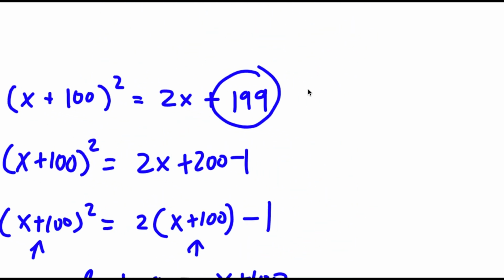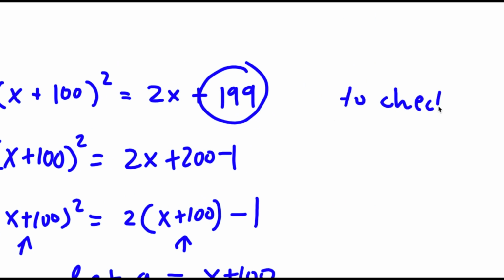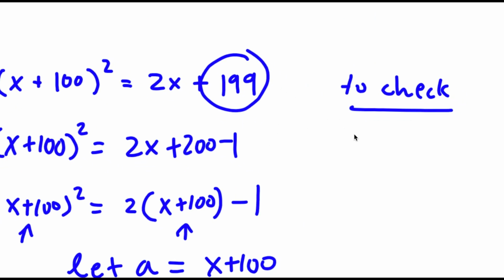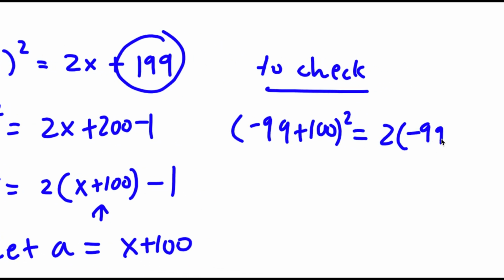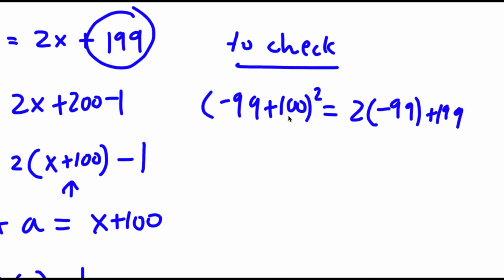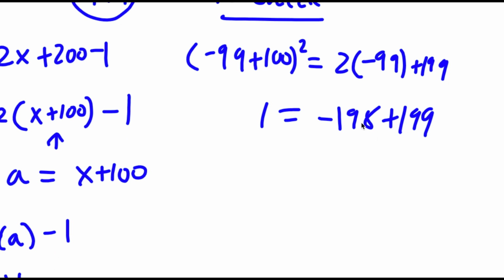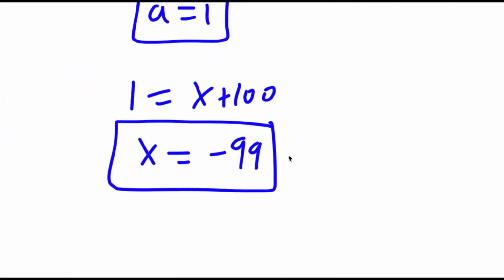So now to check, if I plug in negative 99 into my original equation, I get negative 99 plus 100 squared is equal to 2 times negative 99 plus 199. So negative 99 plus 100 is 1. 1 squared is 1. So I have 1 is equal to 2 times negative 99, which is negative 198 plus 199. And 199 minus 198 is simply 1. So I get 1 is equal to 1. And because this is correct, my solution is correct.